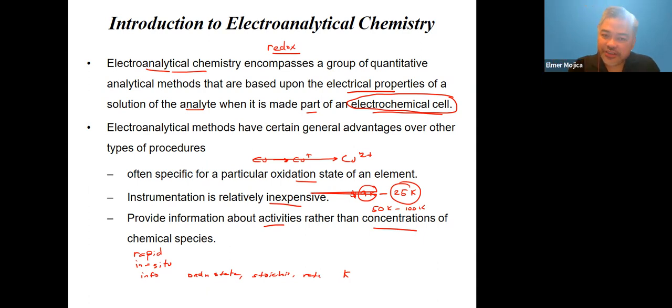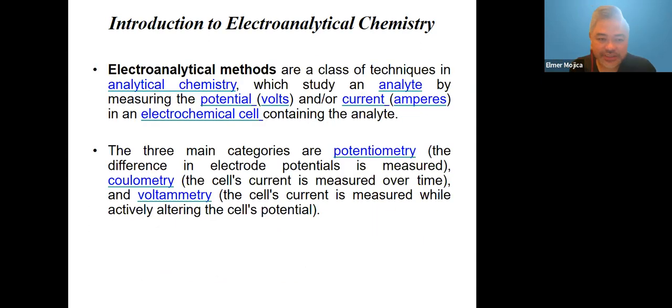Okay? Because if you're going to look at the field of electrochemistry, so tinitingnan niya usually dito yung analyte in terms of their potential, current in an electrochemical cell containing the analyte. So the three main categories na itatackle natin but not today ay yung tinatawag na potentiometry, the difference in electrode potential measured. Classic example nito ay yung tinatawag nating pH meter. If you were able to measure pH using the pH meter, that is a product of potentiometry.